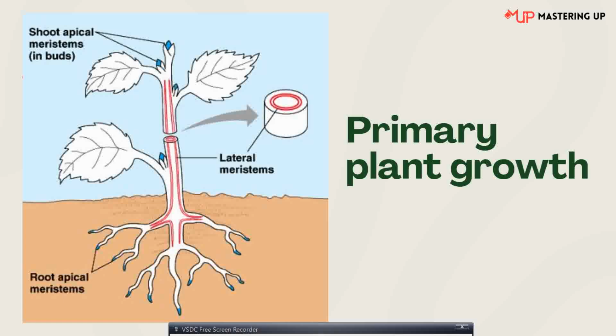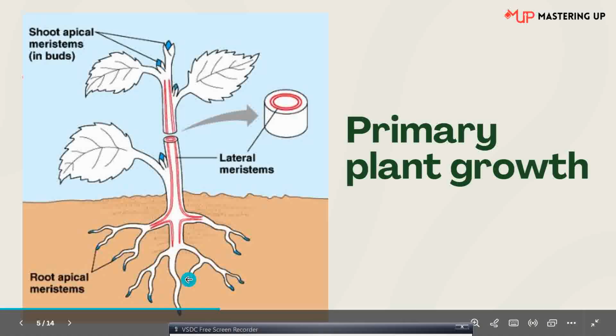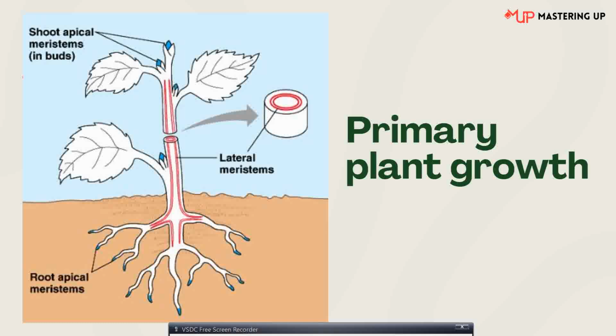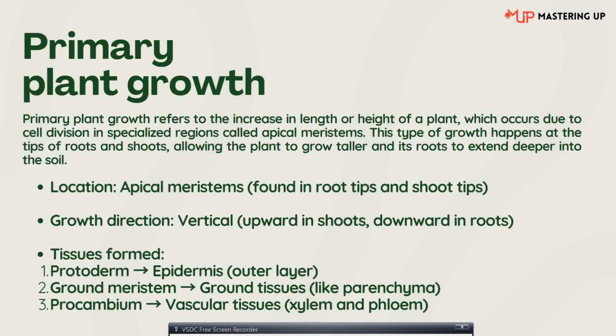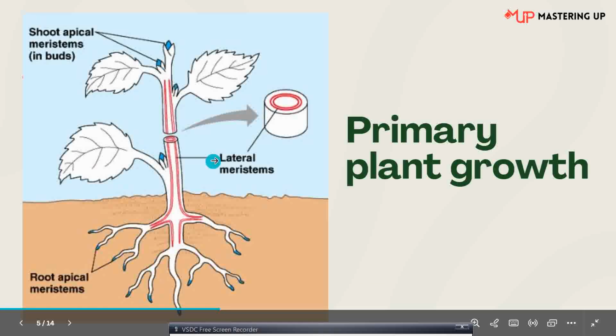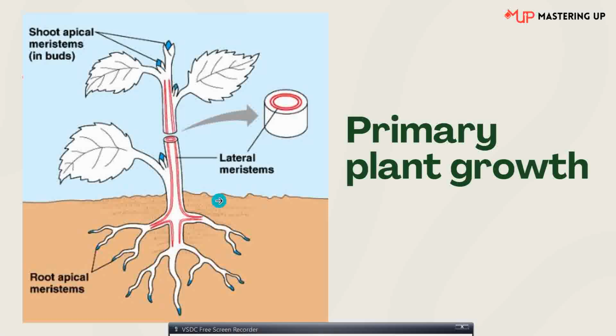Here you can see the case of primary growth. The shoot apex and root apical meristems are there. They help in the elongation of the plant. And the lateral meristem helps in secondary growth.